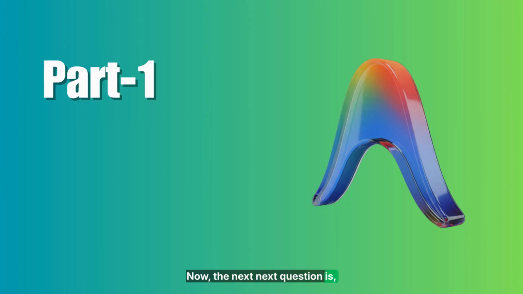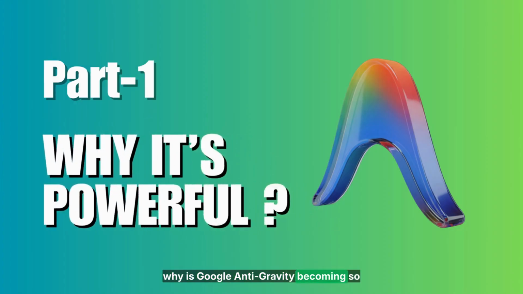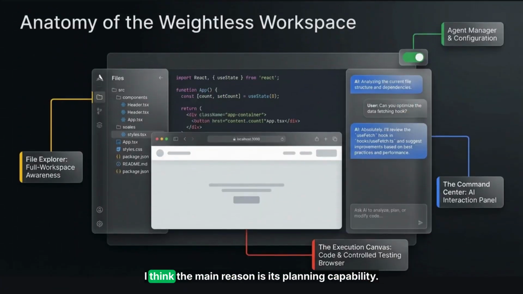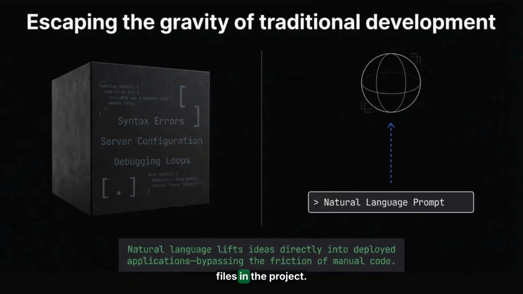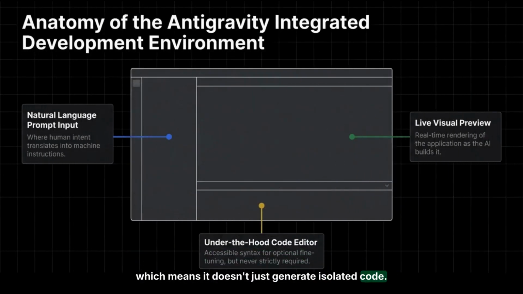Now, the next question is, why is Google Antigravity becoming so powerful, and why are so many developers talking about it? I think the main reason is its planning capability. For complex tasks, Antigravity can first create a structured plan, break the problem into smaller steps, and then implement those steps across different files in the project. It also has the ability to understand the entire workspace, which means it doesn't just generate isolated code, it can analyze multiple files, update components, and make coordinated changes across the whole project.